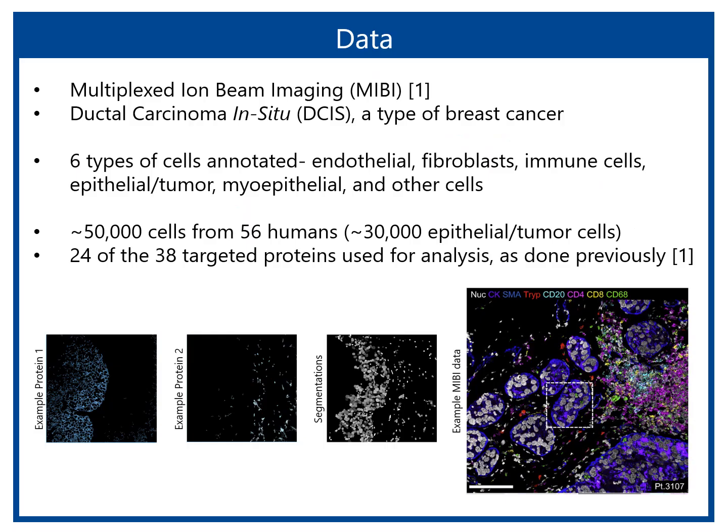We apply the proposed method on spatially resolved proteomics data arising from multiplexed ion beam images or MIBI images from DCIS, a type of breast cancer. Below, you see examples of spatially resolved protein expression overlaid on tissue, as well as the corresponding cell segmentations provided in the data, and an overall view of the data shown on the bottom right.